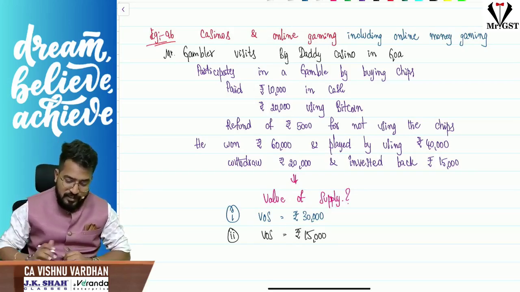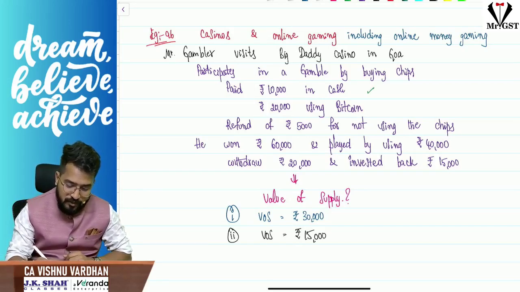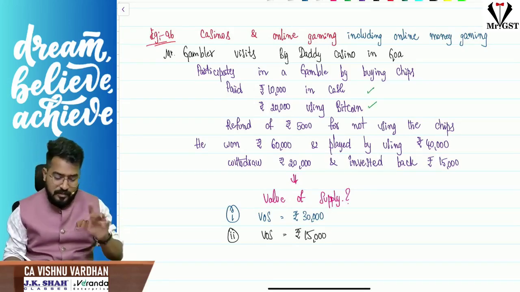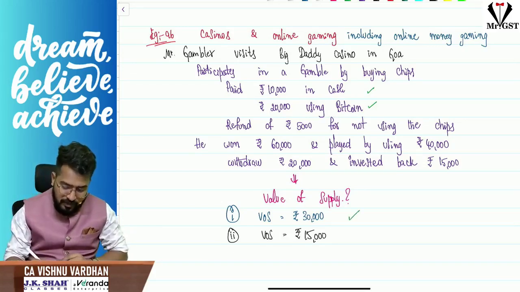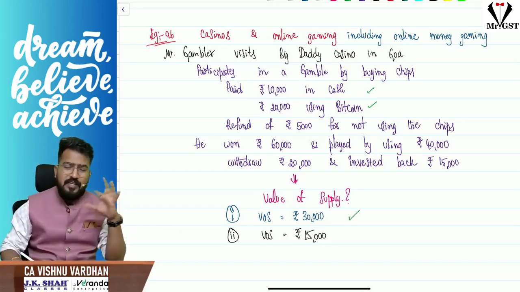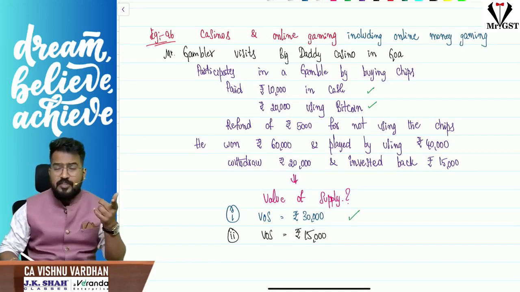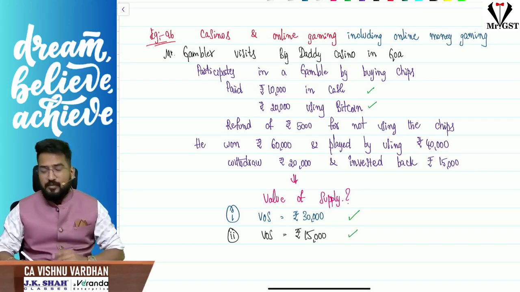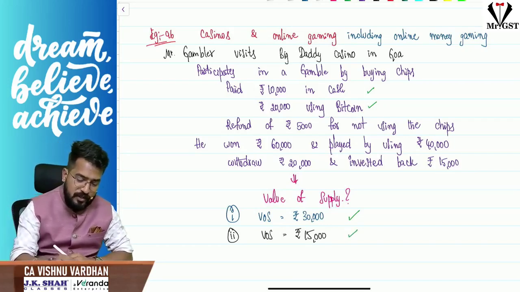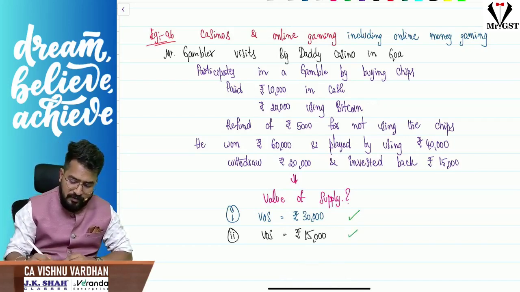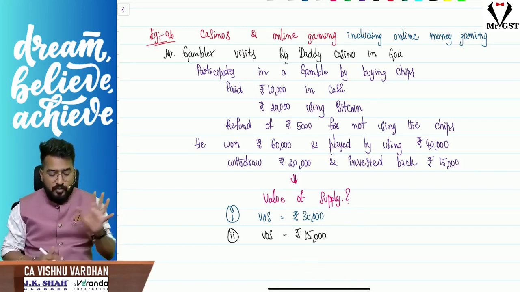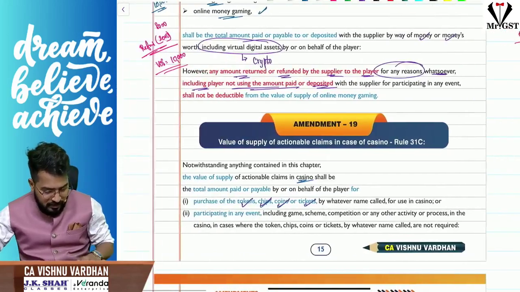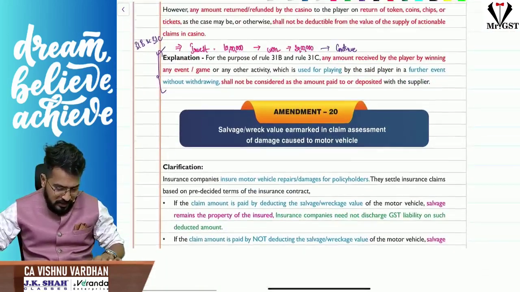So the value of supply is, first he has deposited 10,000 and 20,000. Later on he took a refund, all that will not be considered. So 30,000 will be the value of supply. And later on, whatever the winnings story happened, again how much amount he has invested? Sir, he has invested 15,000, so the value of supply will be 15,000 again. So that is the story. Okay, a simple example to clarify every adjustment, right? So this is all about this particular Rule 31B and 31C. So let us move on to the next amendment.